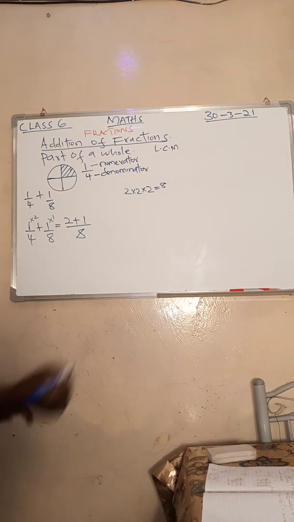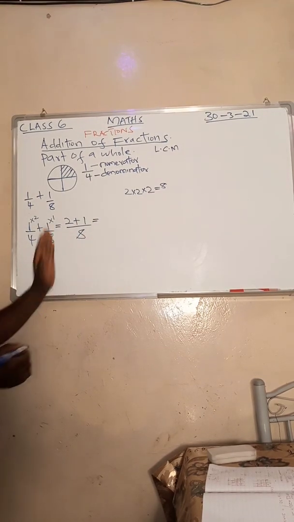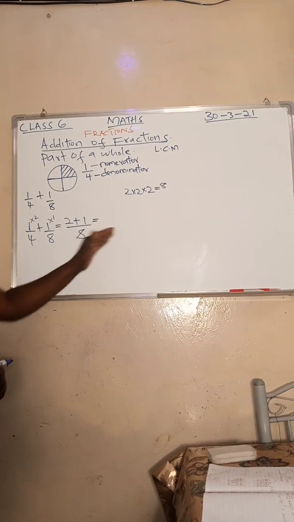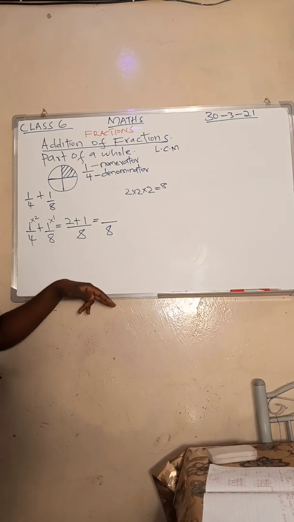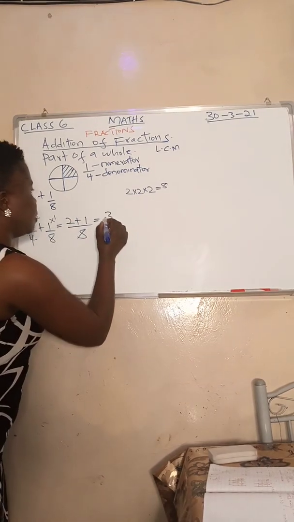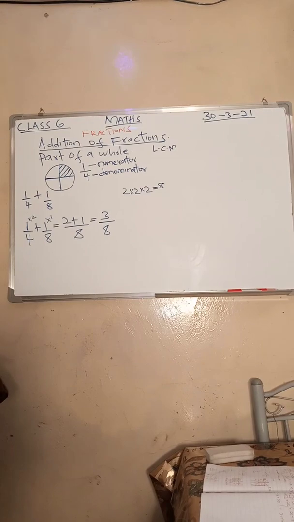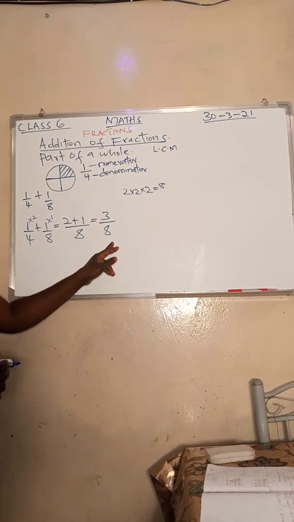Are you seeing that? Our equal sign. So we will add the numerators, then we will bring down our denominator. So what is 2 plus 1? It is 3. So that is our answer. Our answer is 3 out of 8.